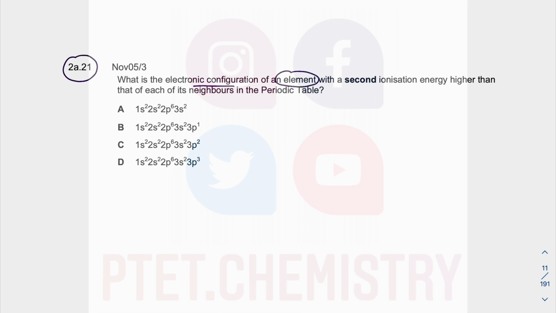You're given a list of not just the first ionization energy, but inside a data booklet you have a list of elements, and then you have the first, second, third, I think the fourth as well, ionization energy. So you're just being asked which element has a second ionization energy higher than each of its neighbors in the periodic table. So these are of the element.